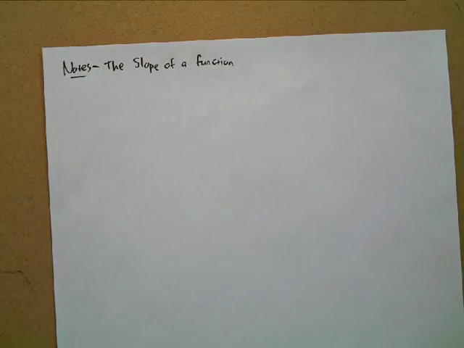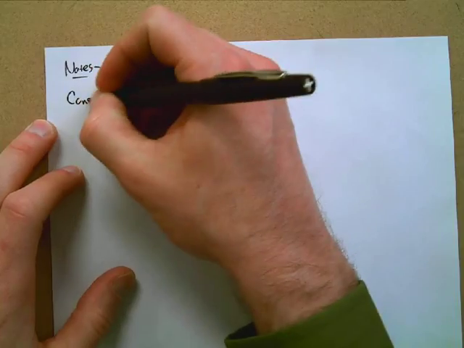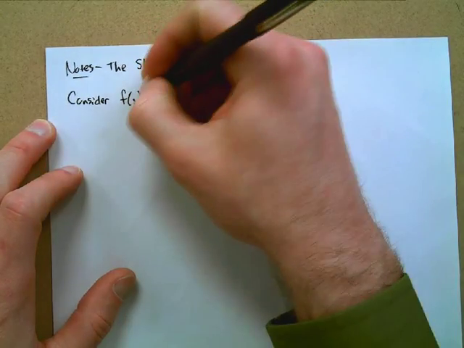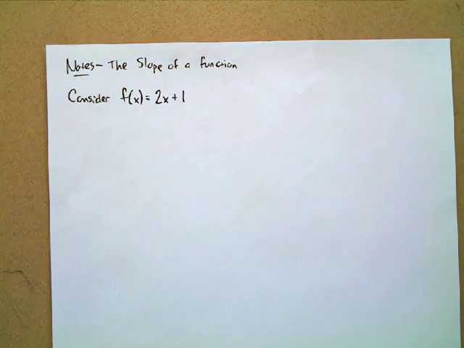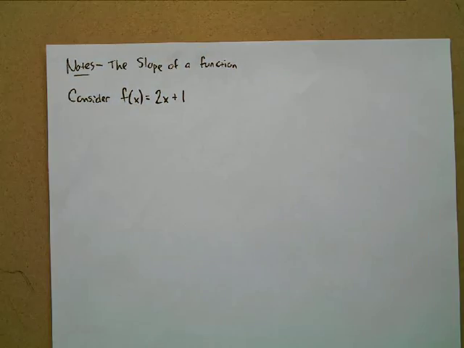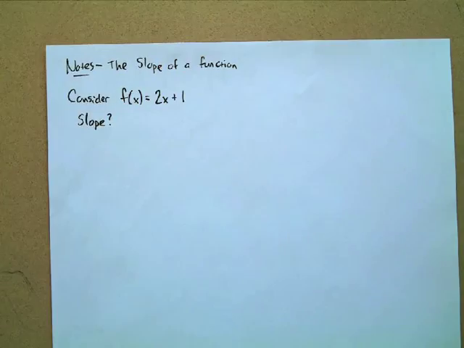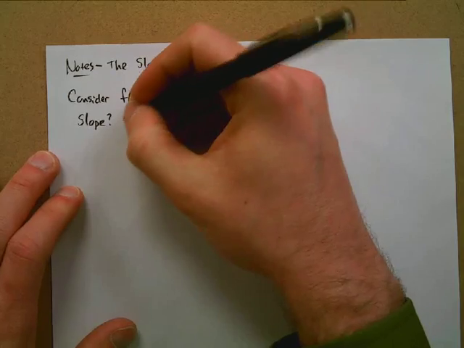So first of all, we'll start out with a function whose slope we will know. So let's consider f of x equals 2x plus 1. What is the slope of this function going to be? No trick question. What is it? 2. That's right. 2, right? Or as a fraction, we could say 2 over 1.